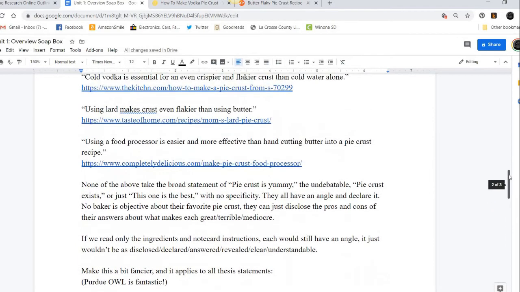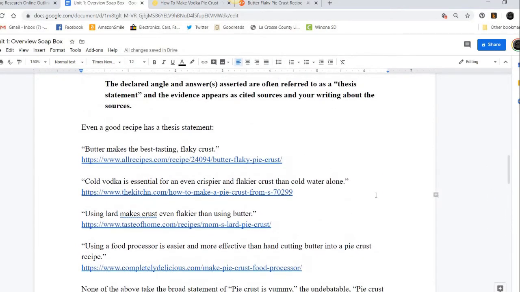If we only had a note card for each of these 4 pie crust recipes that just listed ingredients and super basic instructions, this one would still be depending on butter. This one would still be depending on vodka. This one would still be depending on lard, and this one would still be depending on the food processor. The bias doesn't disappear when the angle isn't declared. It just makes it harder to understand and harder to write about.